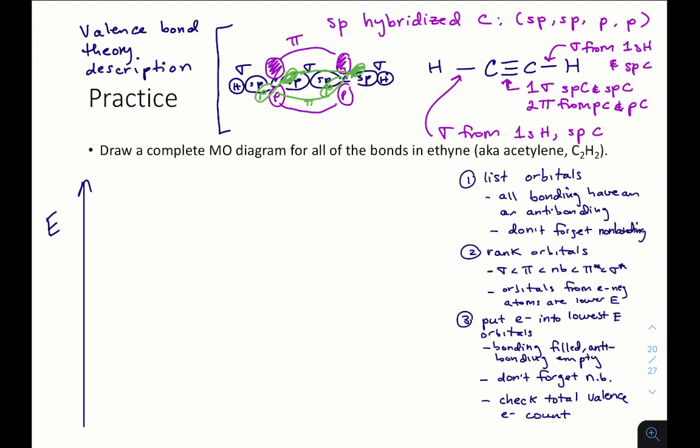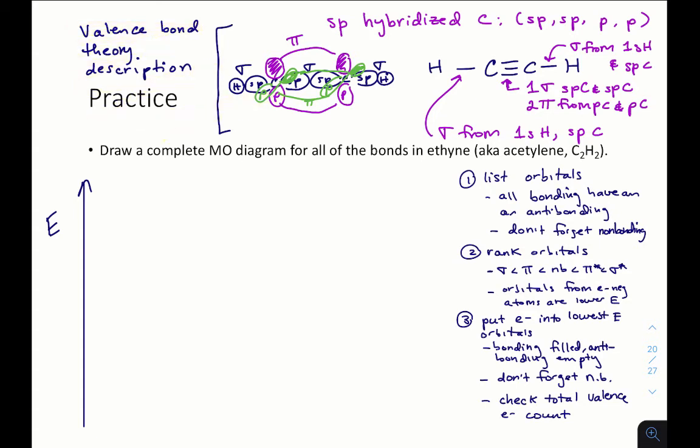I've drawn the valence bond description of acetylene at the top of the page, and I hope that helps. It's a place for you to start and review before we draw the molecular orbital diagram. To draw the molecular orbital diagram, you should follow the steps that I've written out on this side of the page. You should list the orbitals given the Lewis structure. Well, we've done that. We've practiced that, at least for the bonding orbitals in the valence bond theory description.